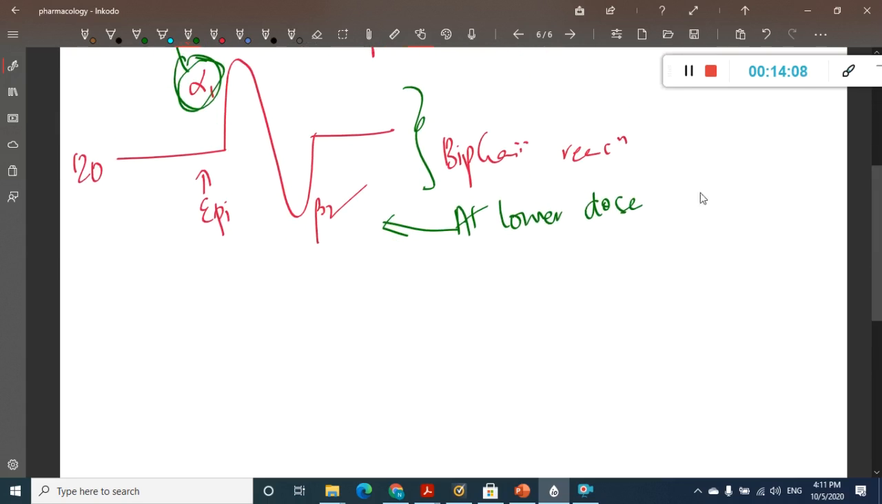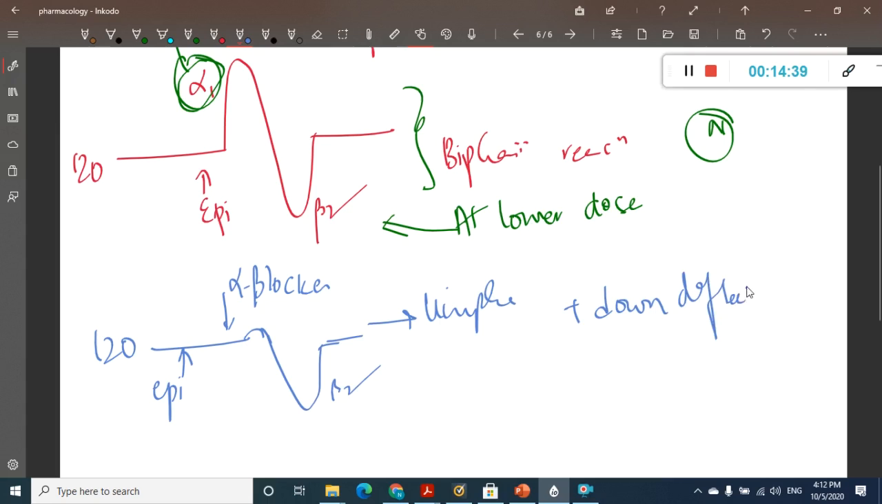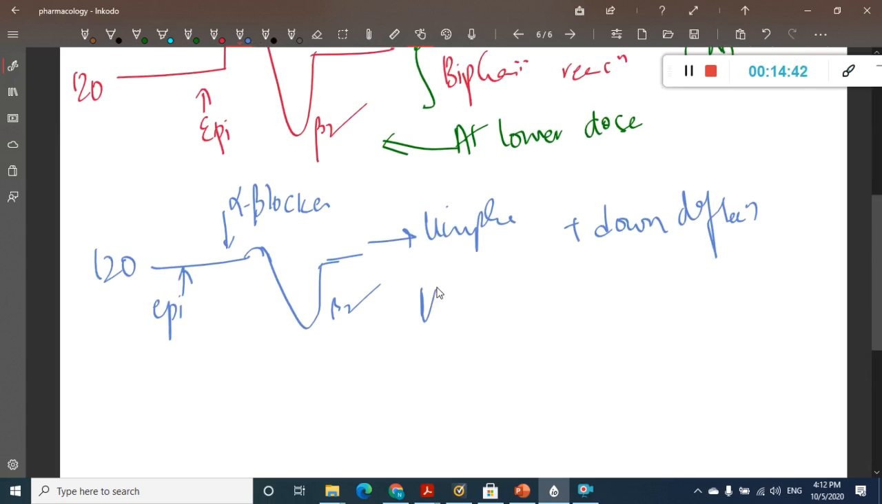Imagine that this is the baseline BP, and now you have given epinephrine, and along with epinephrine you have given an alpha blocker. Because you have given the alpha blocker, there won't be this response. There will be only the beta 2 action which you see. So this is a uniphasic response with downward deflection, and this is called vasomotor reversal of Dale.